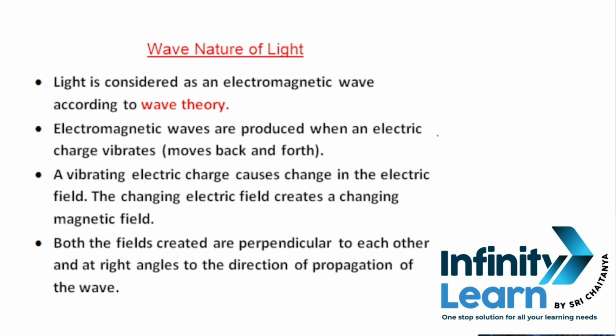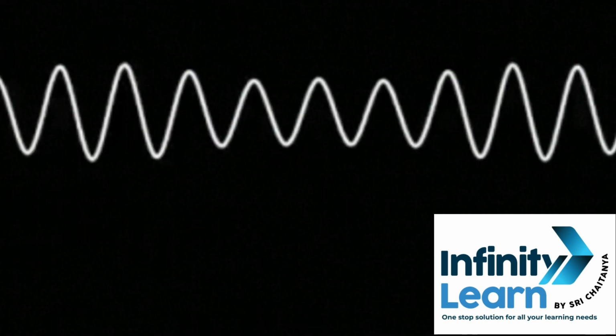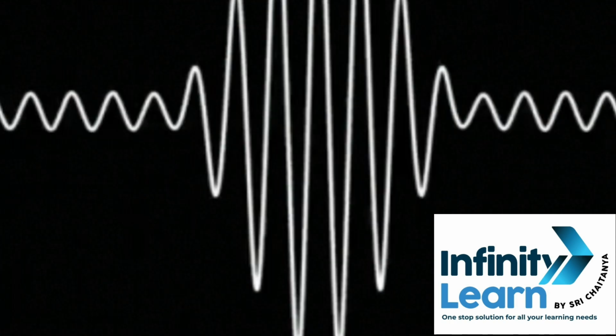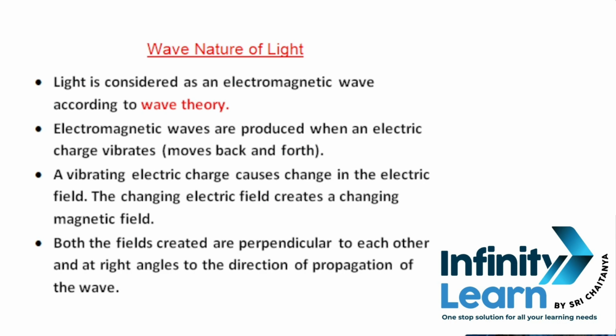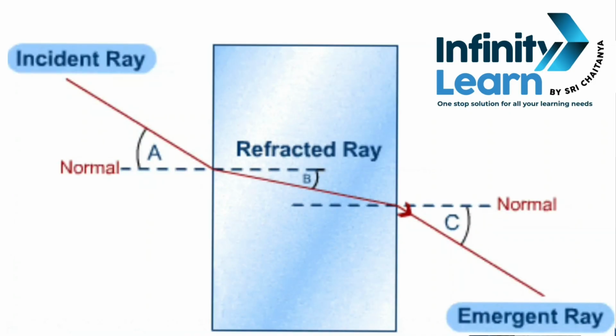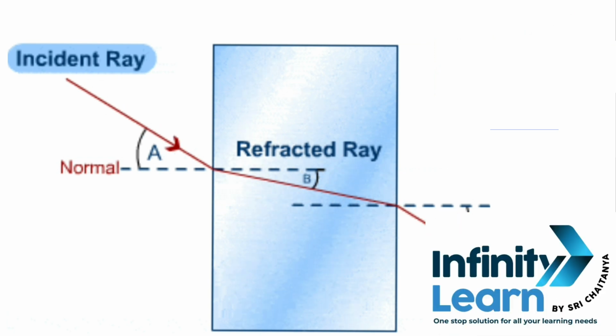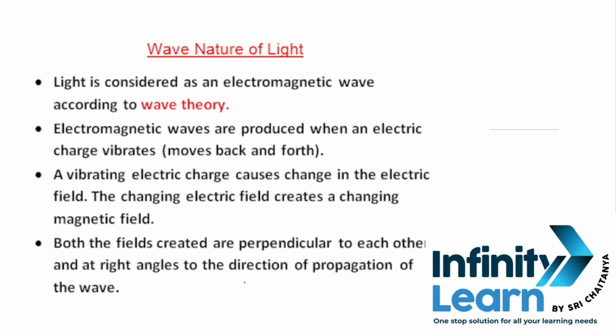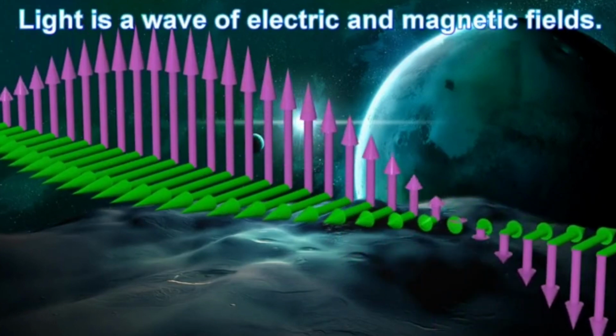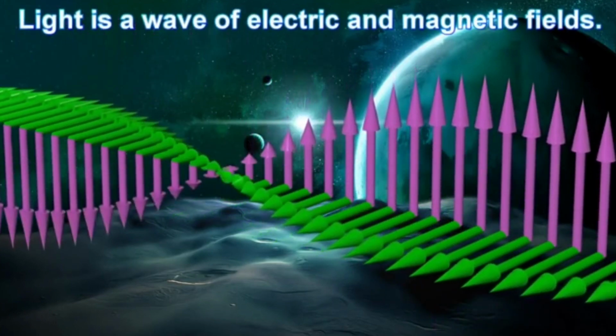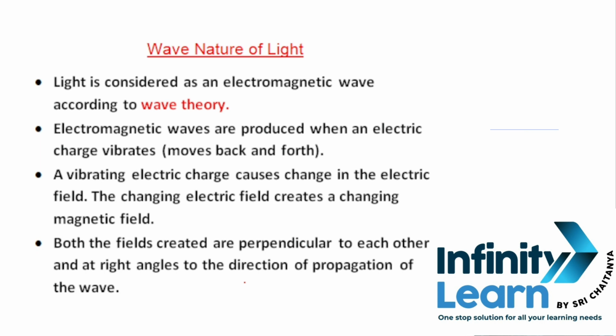So as you all know from your previous classes, sound travels in the form of a wave. In a very similar manner, various phenomena such as reflection of light and refraction of light have also proved that light is also a wave. And in his theory, C. Huygens has proved that light is an electromagnetic wave. Yes, you heard it right. Light is considered as an electromagnetic wave according to the wave theory proposed by C. Huygens. So, what are these electromagnetic waves and how are these produced?